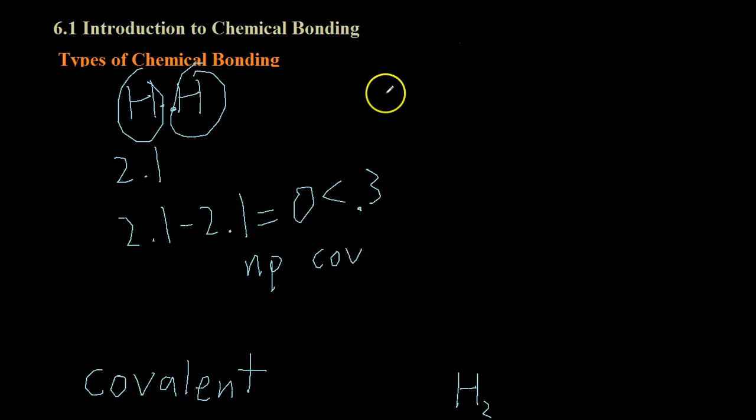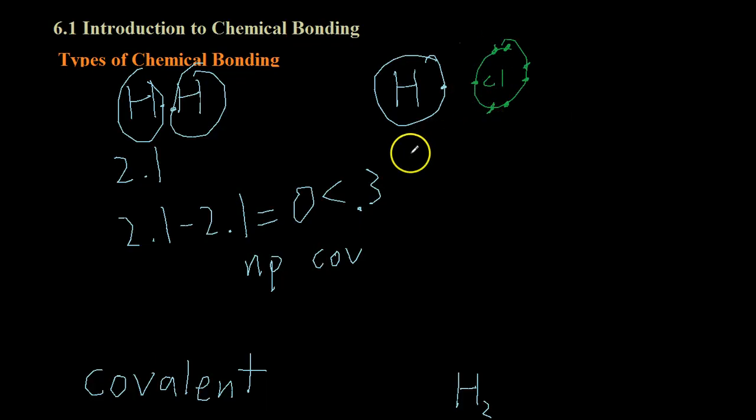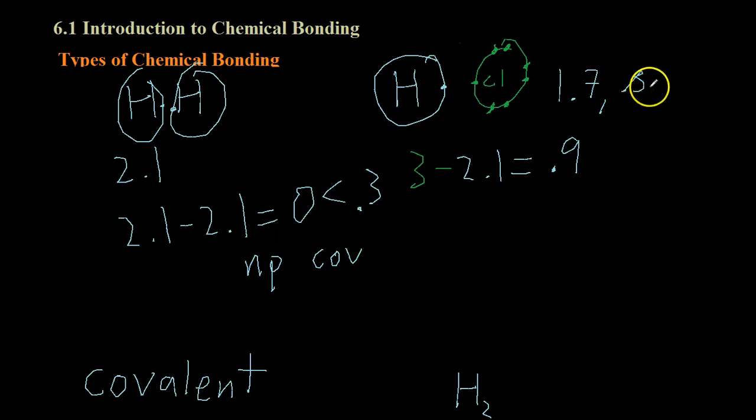Now let's move on. If you wanted to find a polar bond, let's say you had hydrogen and chlorine. Now, chlorine has an electronegativity of 3. Subtract hydrogen's electronegativity of 2.1, and what you end up with is an electronegativity difference of 0.9, which is, of course, between the 1.7 and 0.3, which means that this is a polar covalent bond.